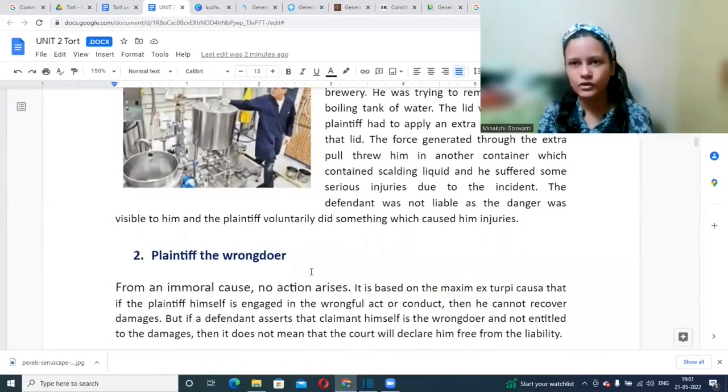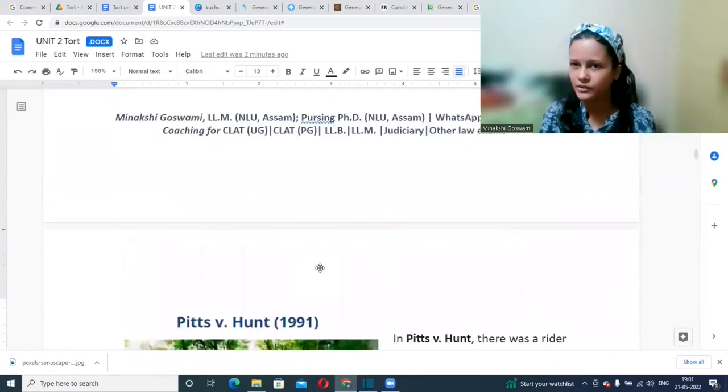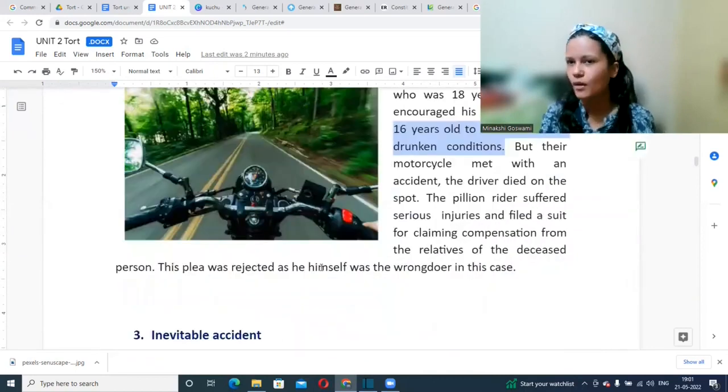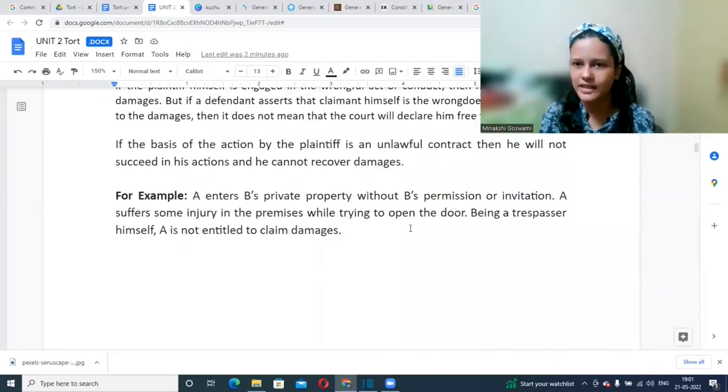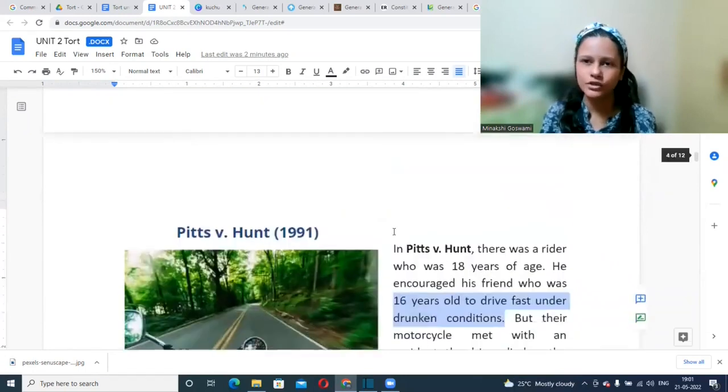So, plaintiff, the wrongdoer. If you are only doing something wrong, you are not entitled to get compensation. If you are only entering someone's property without their permission, you should not be complaining about any injury that you have suffered.